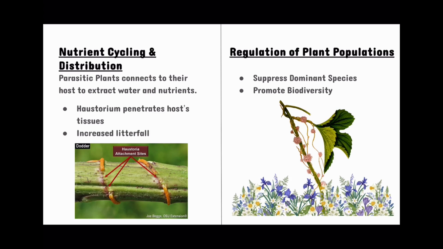Another thing that a parasitic plant does is regulate plant populations. Since a parasitic plant wants the best for its nutrient and water supply, it always targets the dominant species or whatever is the best in the population. And because they're suppressing the dominant species, this will help promote diversity.